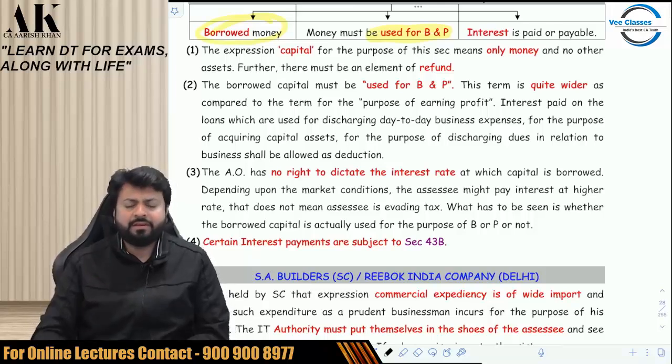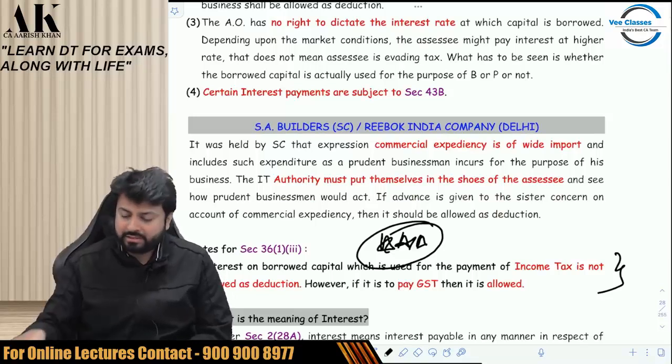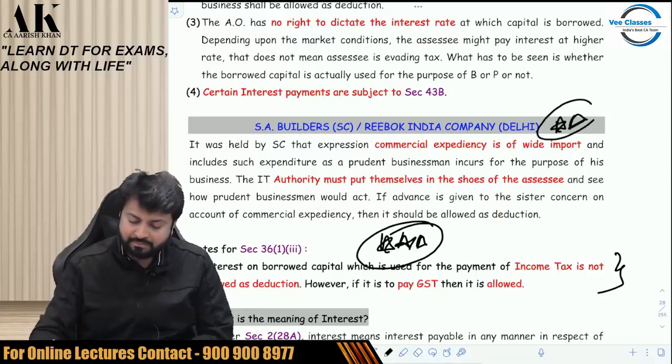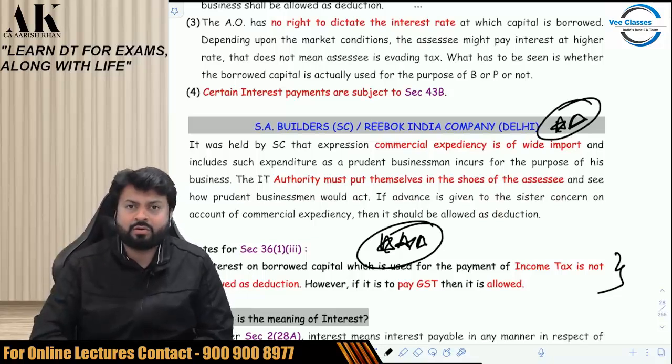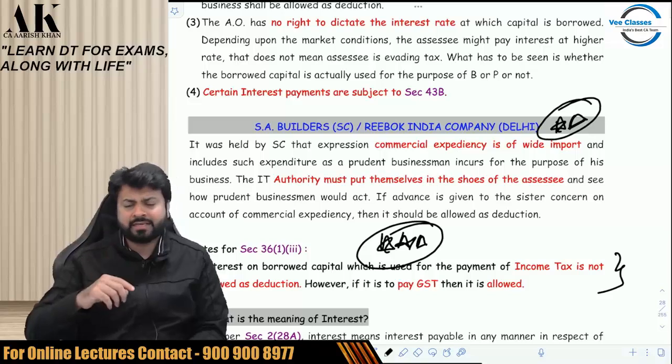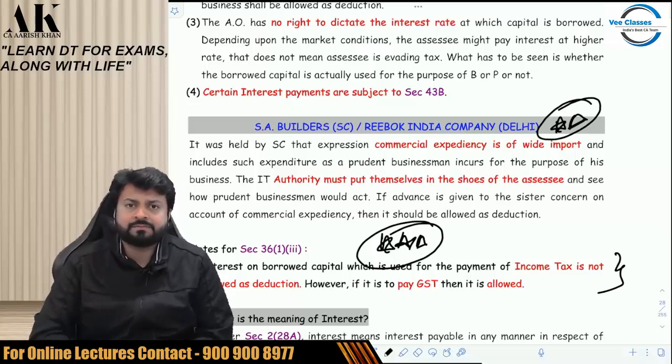Now, there is one very important case law. Let me tell you that case law. Remember the name: SA Builders, Supreme Court, and Reebok India Company, Delhi High Court. Very important case. Now, what has happened in this case? Let me tell you the facts of the case.